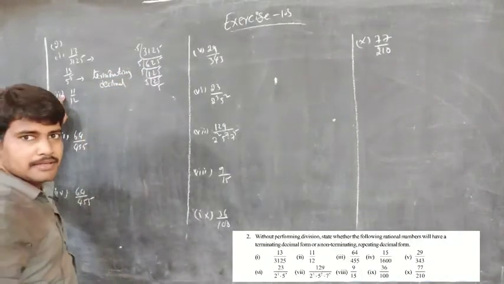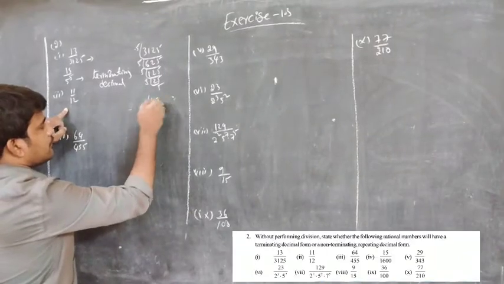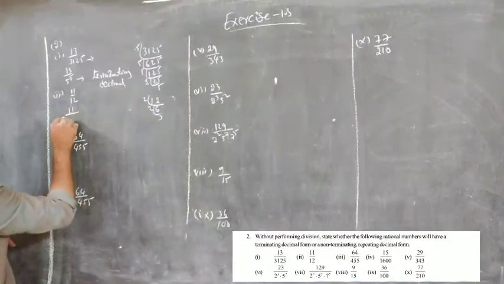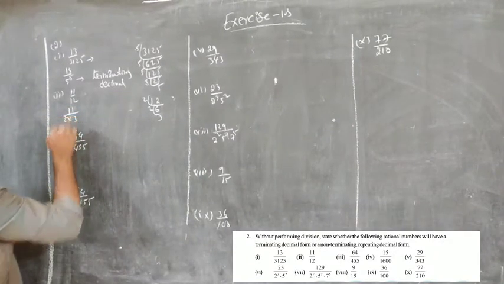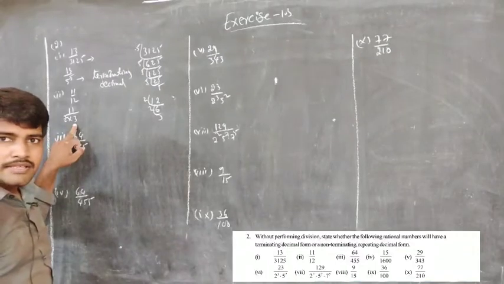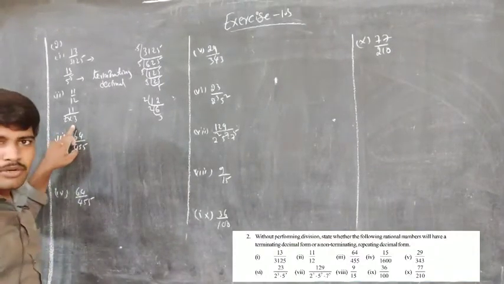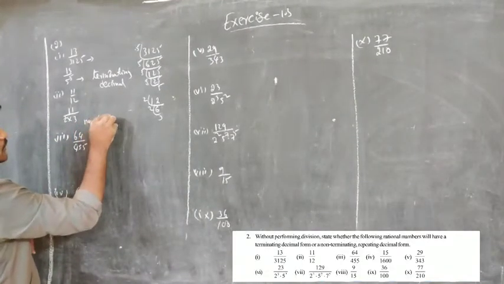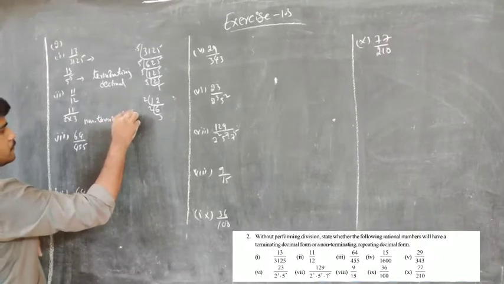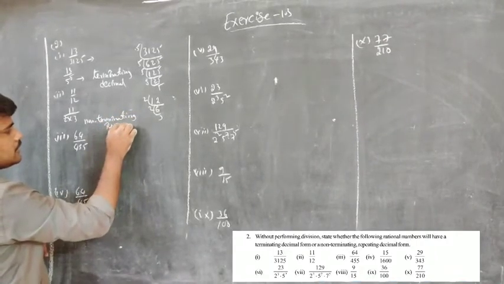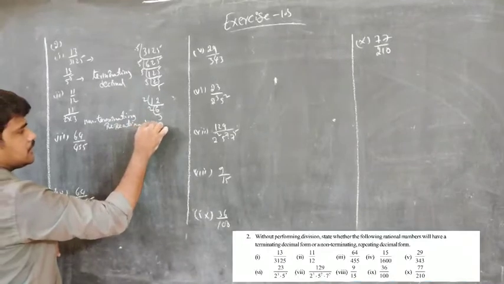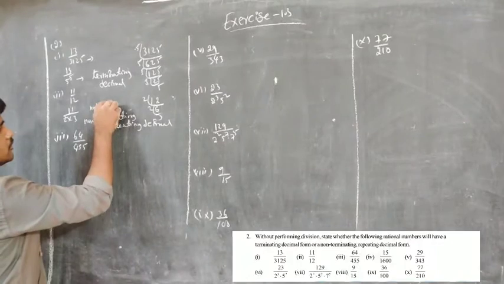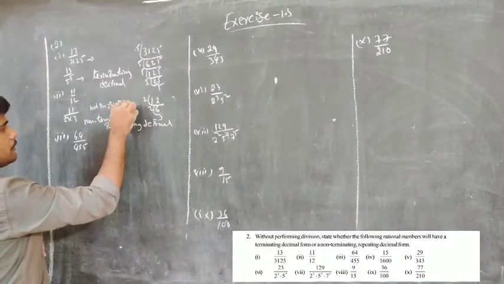Next one, 11/12. So 12 is written in the form of 2 6s are 12, 2 3s are 6. So 11/12 is 11 over 2 square into 3. So here 3 has come. So this is not in the form of 2 power n into 5 power m. So it is non-terminating repeating decimal. Not in 2 power n into 5 power m form.